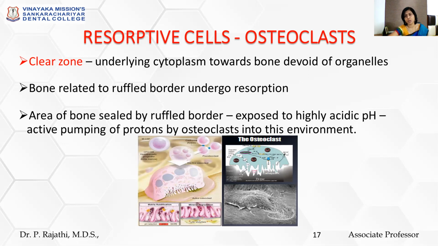So how is this resorption going to occur? So in the bone related to the ruffled border is where there is going to be resorption. So the ruffled border is going to seal off the bone and it is going to pump actively protons, right? So as a result of which the area is going to have highly acidic pH, and that's how the resorption is going to take place. So this is how resorption takes place in case of osteoclast cells.